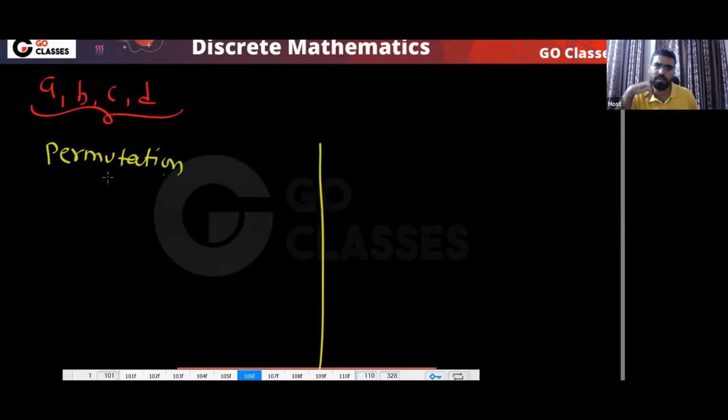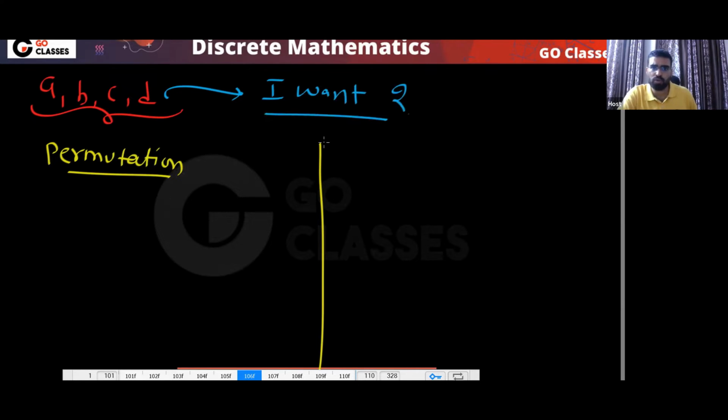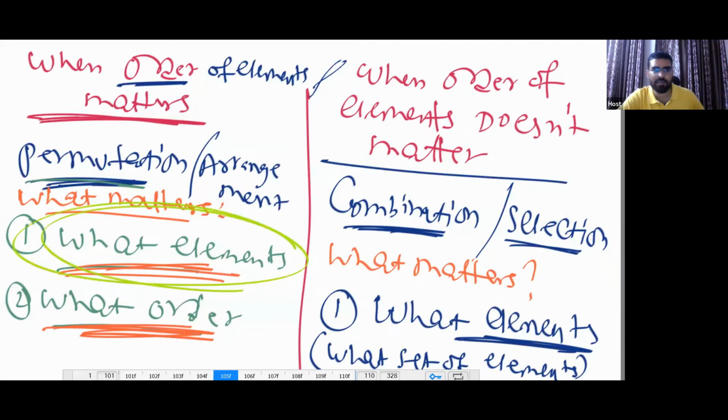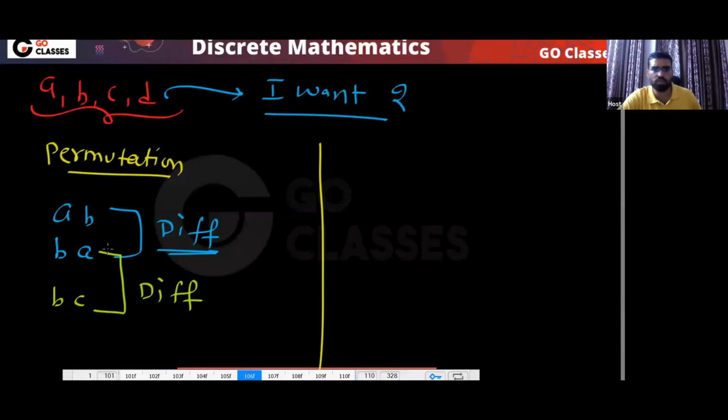In a permutation, for example, let's assume I want to permute two of them. Then can I say they are same? They are different. They are different permutations. And can I say they are same? They are also different. So these two are also different. So you can notice in a permutation, what are the elements and what is their order? These two things will matter.